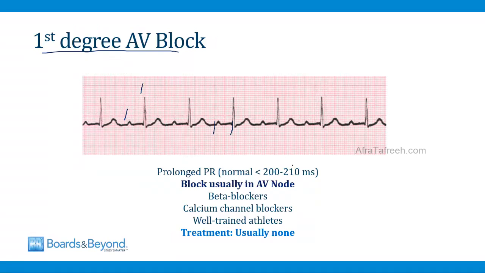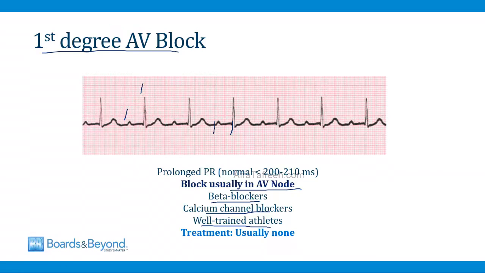First degree AV block is usually caused by slowed conduction in the AV node, and people who have this finding on their ECG usually are taking a drug that causes slow conduction in the AV node. So for example, patients of mine who are taking beta blockers or calcium channel blockers will often have a first degree AV block on their ECG. This is also a classic finding in well-trained athletes. Well-trained athletes like marathon runners have a very healthy heart, and at rest they have high parasympathetic nervous system tone. This leads to sinus bradycardia and also a prolonged PR interval.